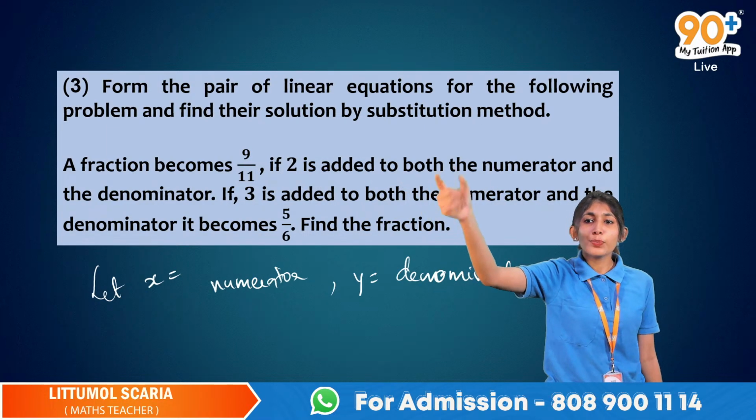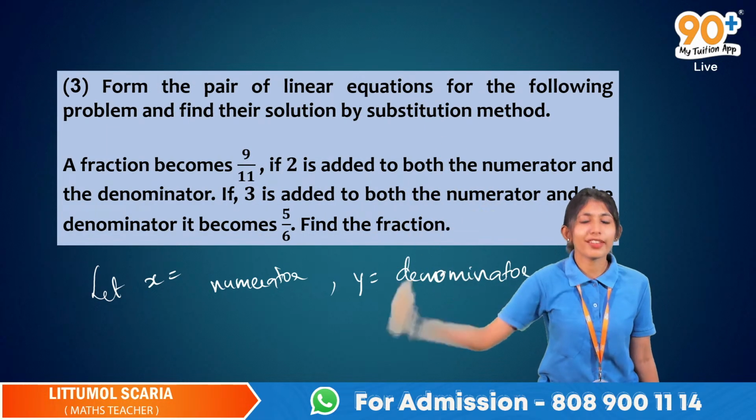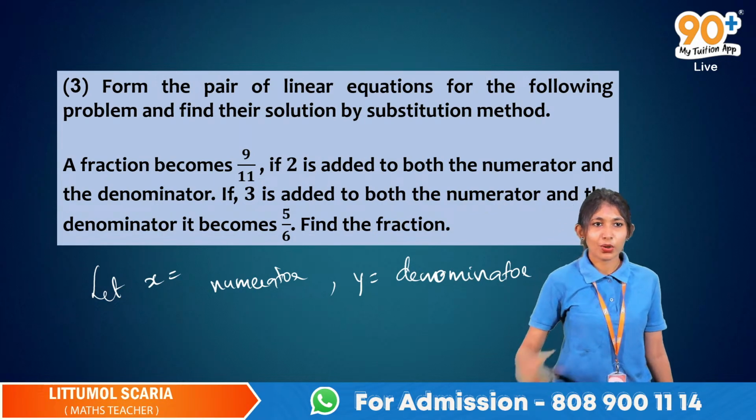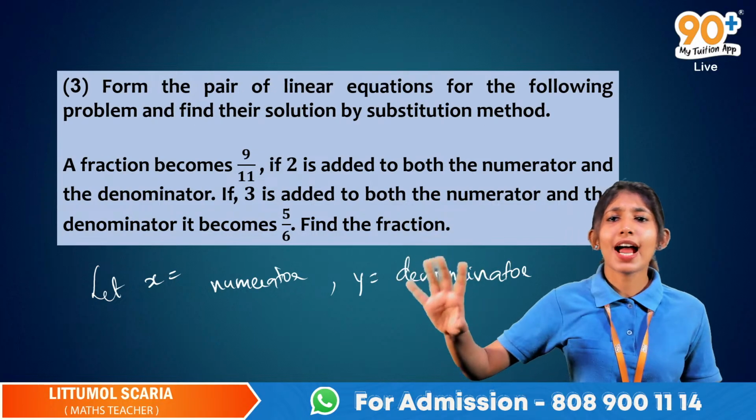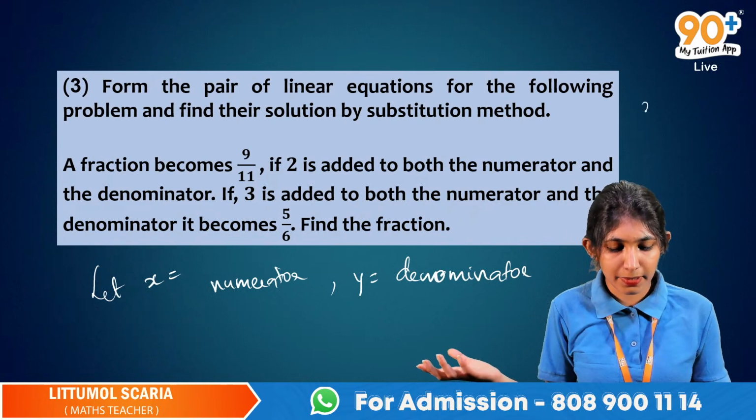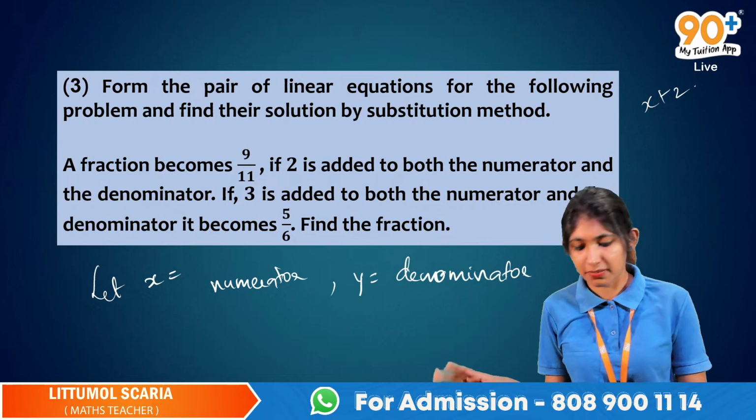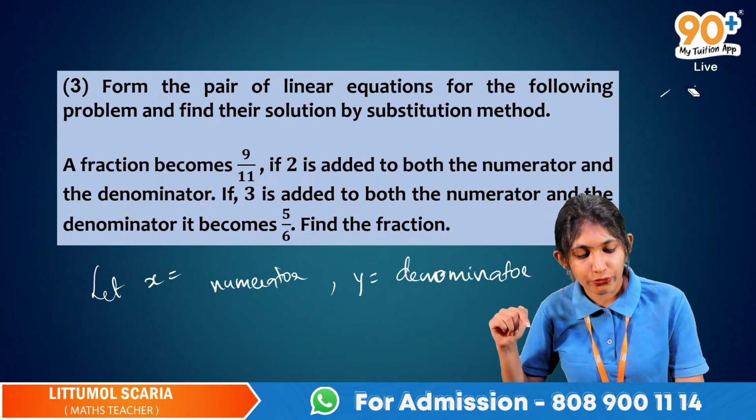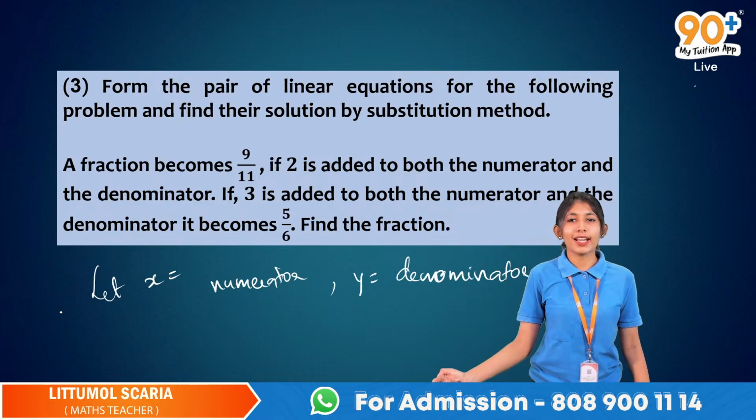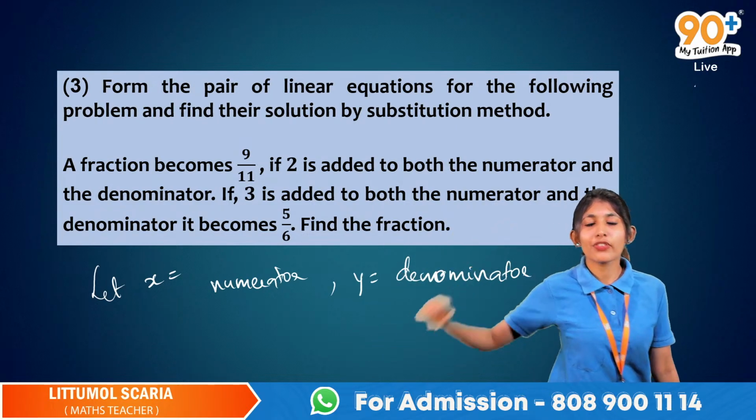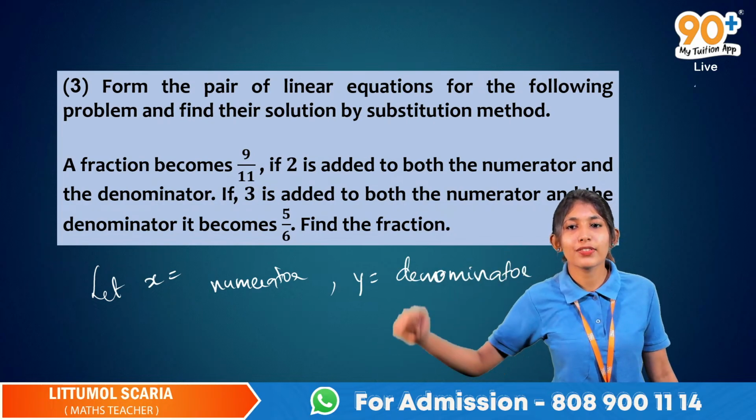2 is added to both numerator and denominator. They are talking about the numerator and denominator. They are not talking about adding to the fraction. If 2 were added to the fraction, it would be fine: x plus 2. But where is 2 added? 2 is added to the numerator and the denominator. So here we have to specify the numerator and denominator separately, which are x and y.